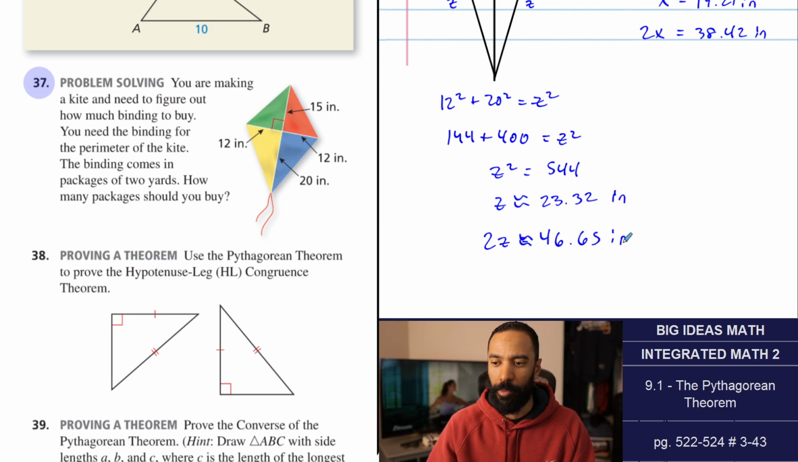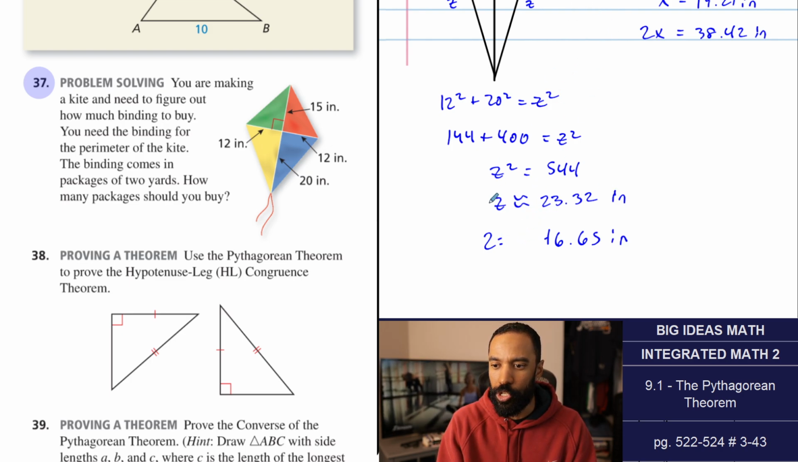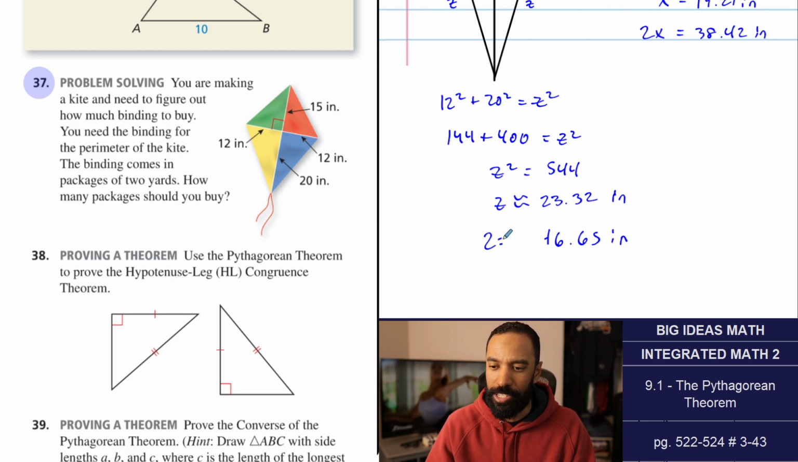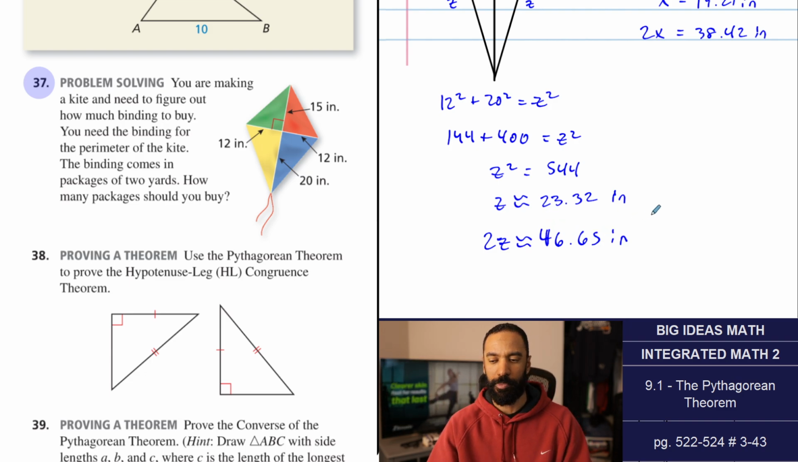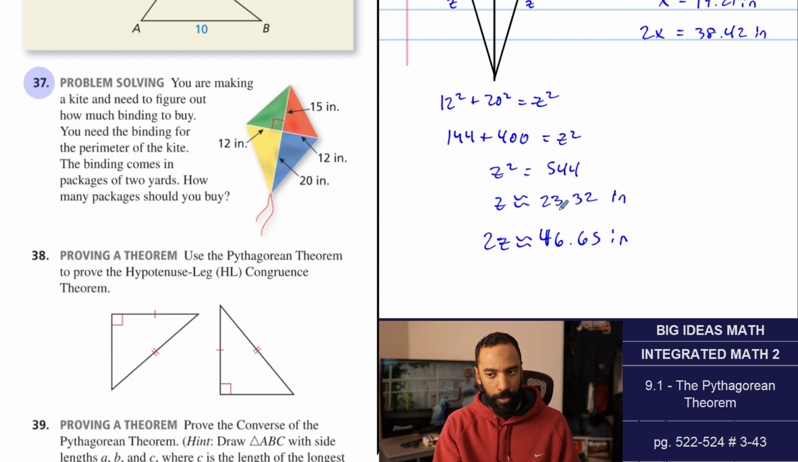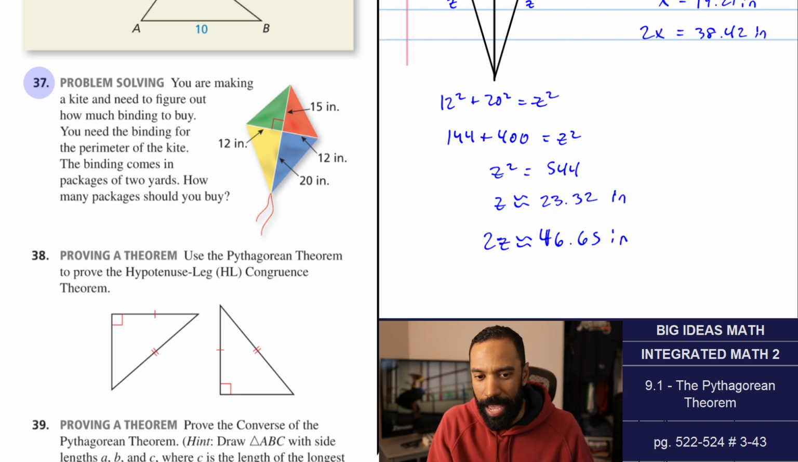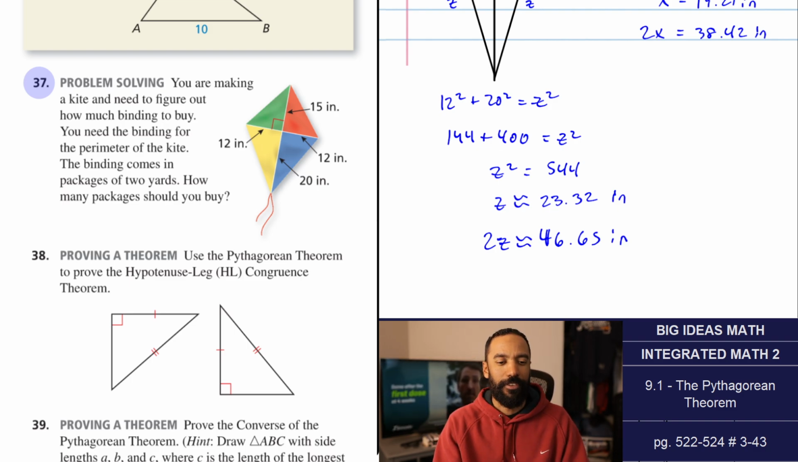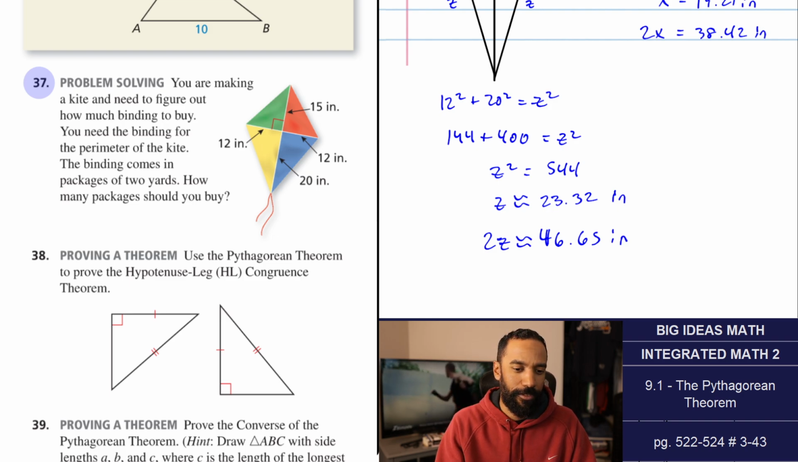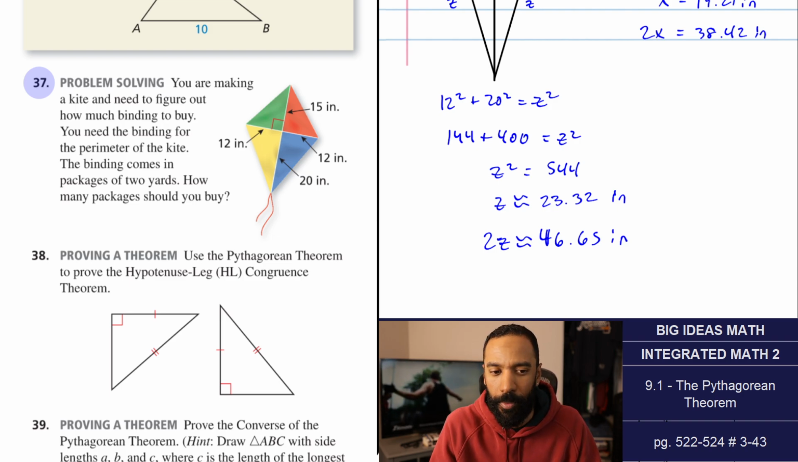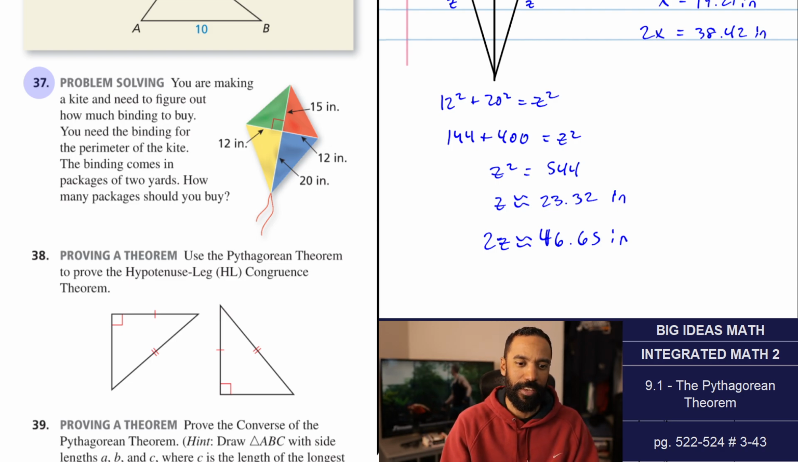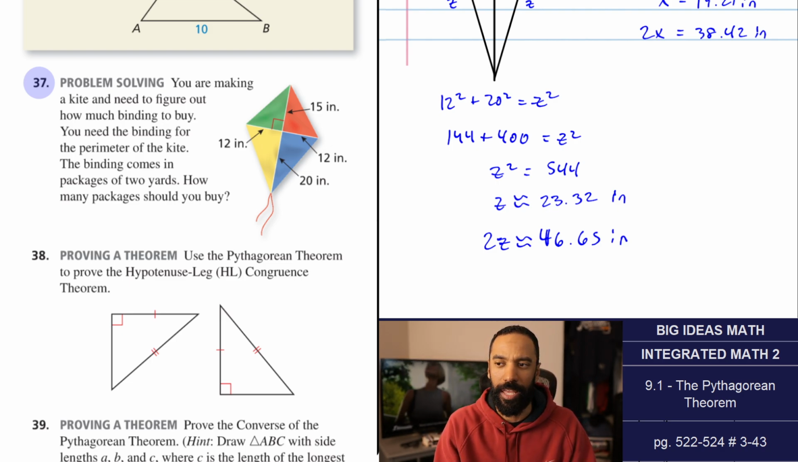46.65 inches. Now you might be wondering, Mr. Robinson, you doubled 23.32 and you got 46.65. Where did the 5 come from? Why isn't it 46.64? Because I'm not doubling 23.32. I'm doubling whatever the square root of 544 is, 23.323807579. I'm doubling whatever that bigger number is without rounding.